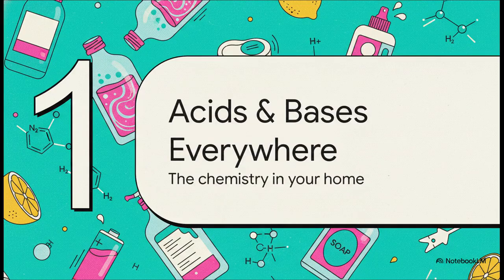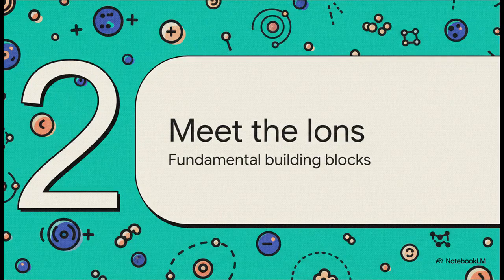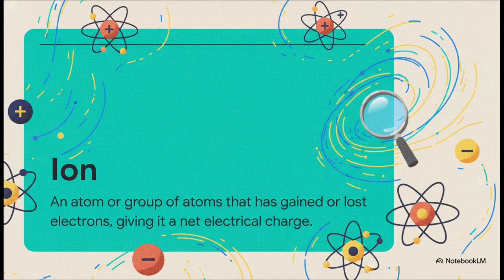So that's where we'll start. In our first section, we're going to peel back the labels on these everyday products and really discover the invisible world of acids and bases that's doing all the heavy lifting for us. But before we can truly understand what makes an acid or a base, we have to start smaller. We need to meet their fundamental building blocks, these tiny little charged particles called ions. So what in the world is an ion?